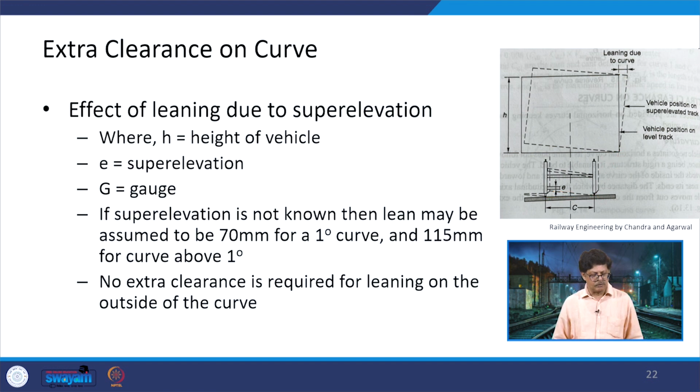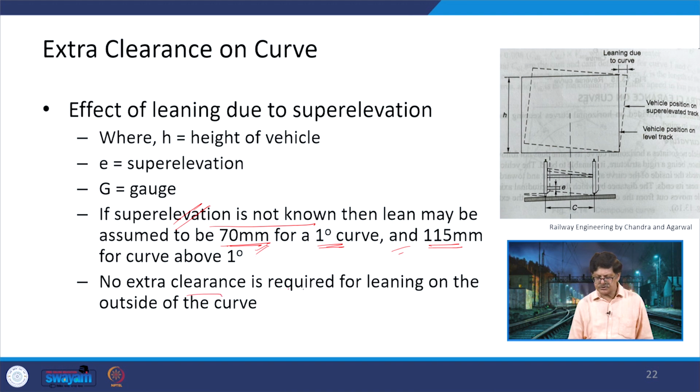Now, if super elevation is not known, then the lean may be assumed to be 70 mm for a 1 degree curve and 115 mm for curves having degrees more than 1. So, these are the two values which can be considered if the super elevation is not known.